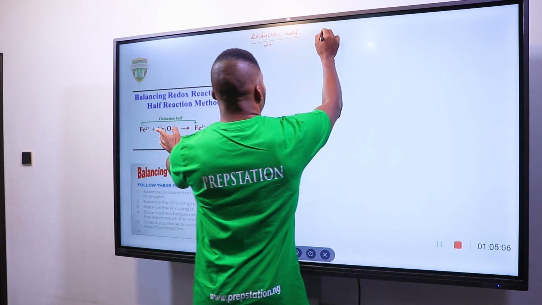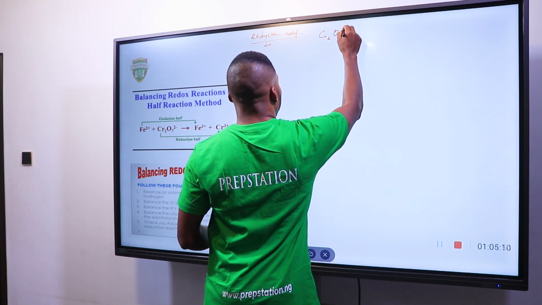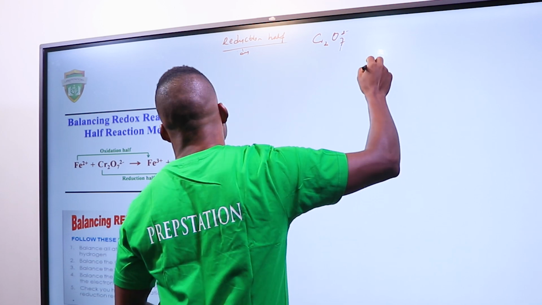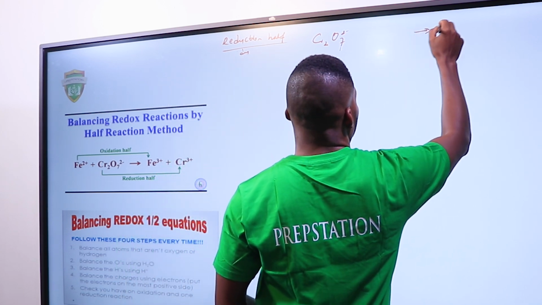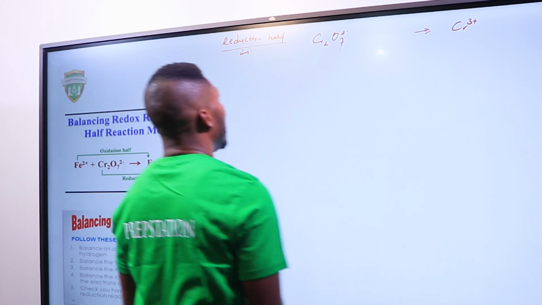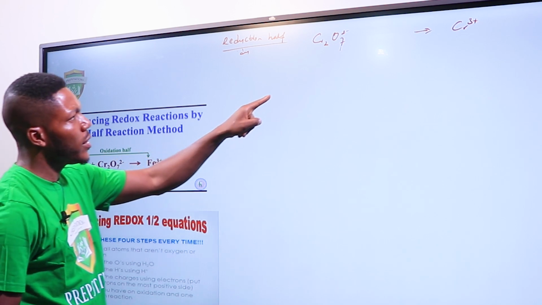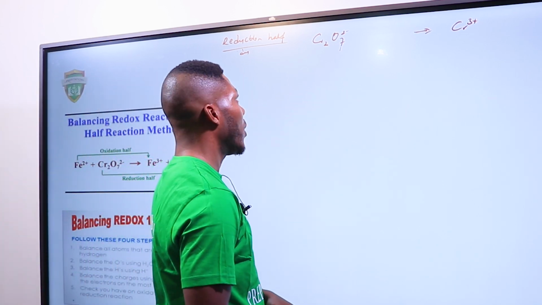That is from Cr2O7 2- to Cr3+. Now, from the first step, balance all the atoms. At this point, the atoms are not balanced. Look at it very well.